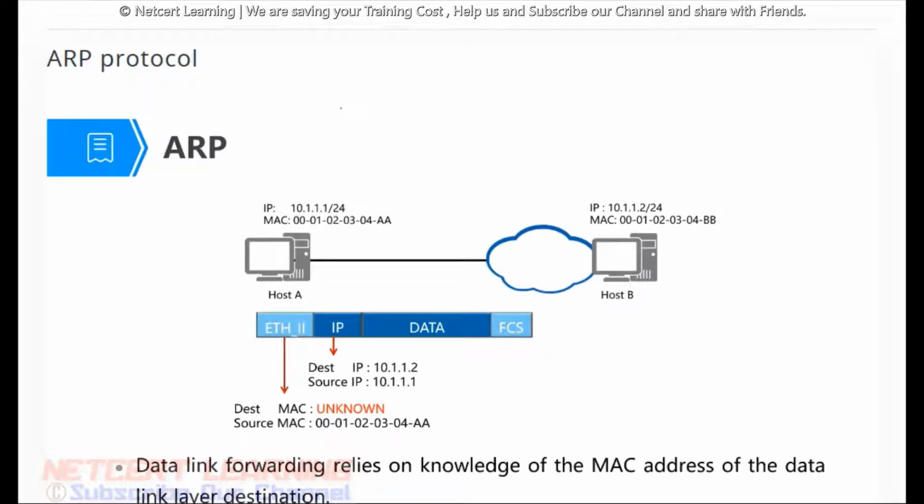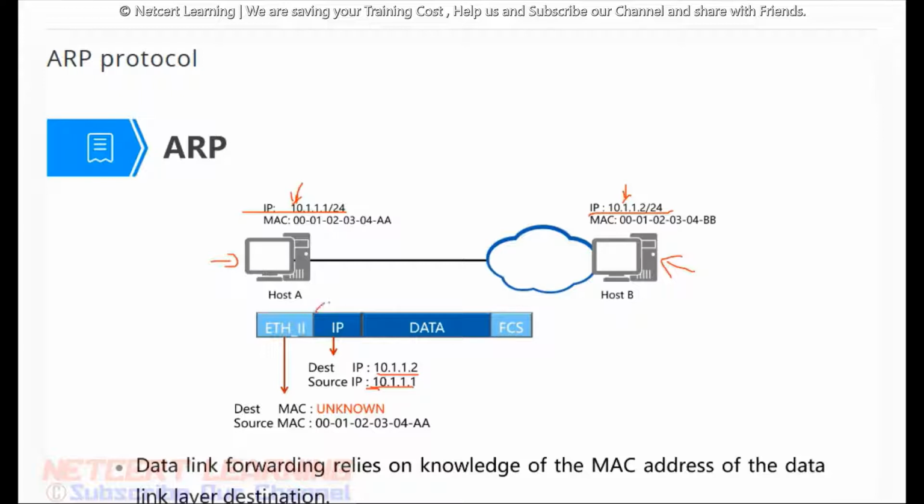First, we know now there are two devices, host A and host B, in the network. They are connected together. When host A wants to send a packet to host B, host A must know the IP address of itself and the IP address of the destination. Someone must tell it. This is the source IP and the destination IP.